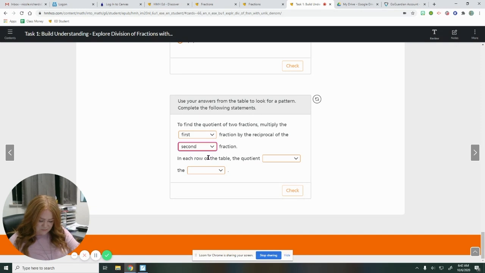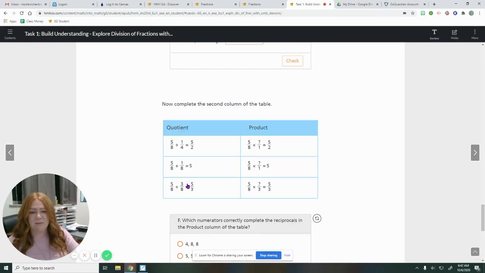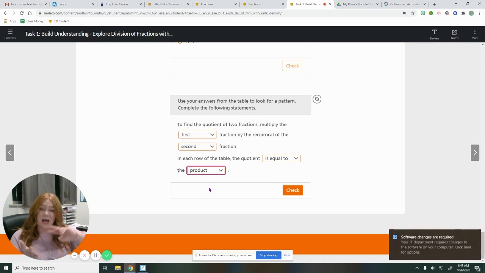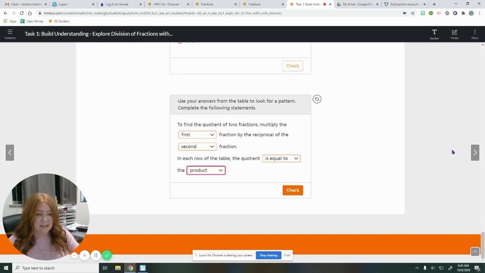In each row of the table, the quotient is less than, is greater than, is equal to the, let's see, so the quotient here is the answer to a division problem, and we're comparing it to the product, 5 over 2, 5 over 2, 5, 5. So it looks like either way we do the problem, we end up with equal answers here. So in each row of the table, the quotient is equal to the product. So whether we divide or times by the reciprocal, that's the same process. We're getting the same answer.